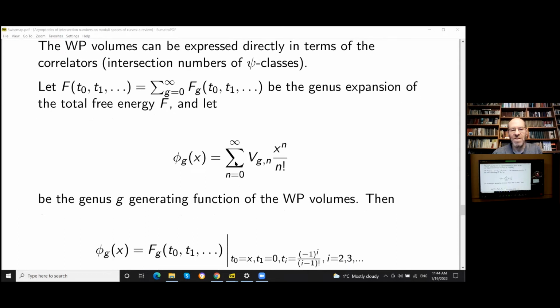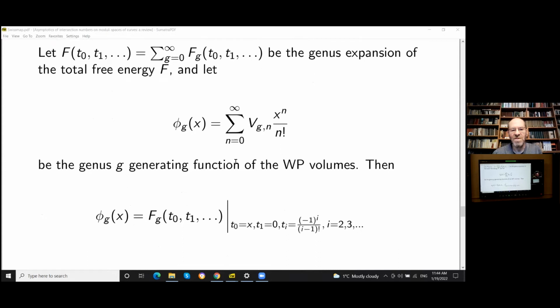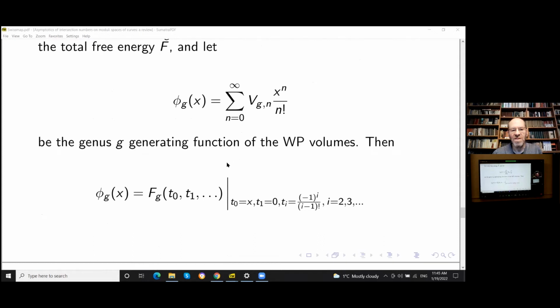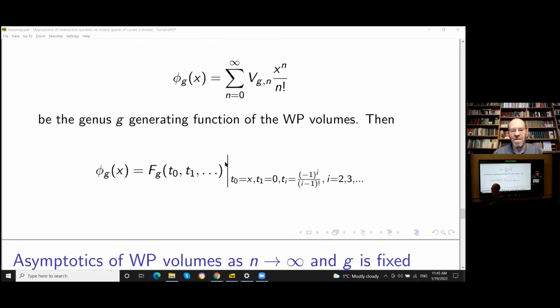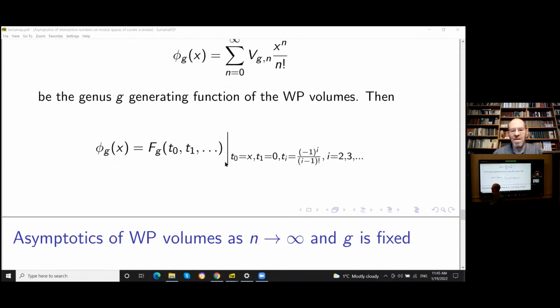So we consider such a generating function, and then this function can be expressed in terms of the total free energy as a specialization of this series, namely to get the generating function for the Weil-Petersson volumes, we put the space variable t0 to be x, the first time t1 to be 0, and other times should have the form (-1)^i over (i-1) factorial. That's for i larger than 1. So that means that Weil-Petersson volumes can be expressed as certain sums of n-point correlators.